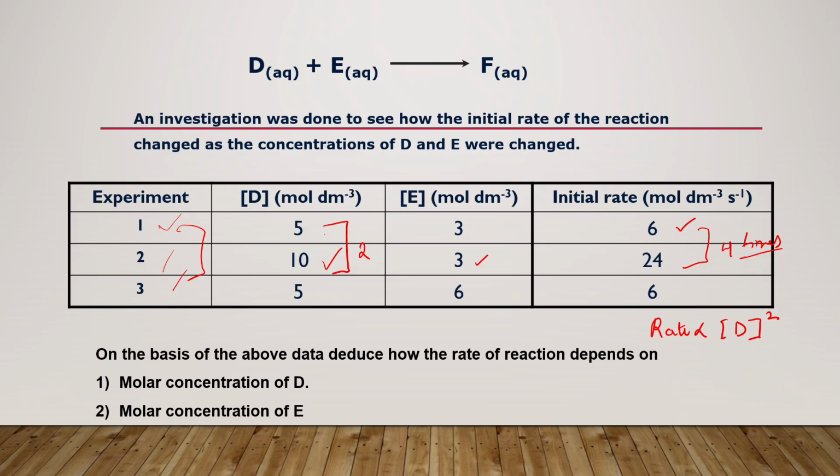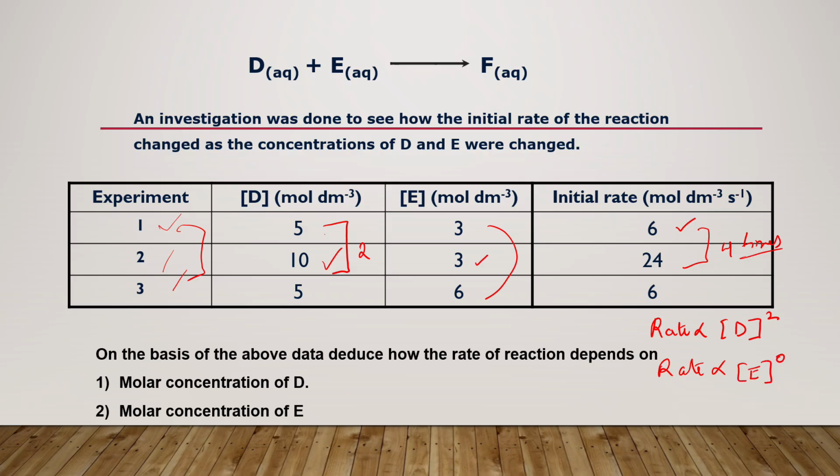correlating the relation between the molar concentration of E and the initial rate. I would like you to pause the video here for a moment in order to answer that yourself. Alright, if you have given it some thought, perhaps you have identified that here, even when we doubled the concentration of E, the rate remained the same. So what this means is that the rate is essentially independent of the molar concentration of E.